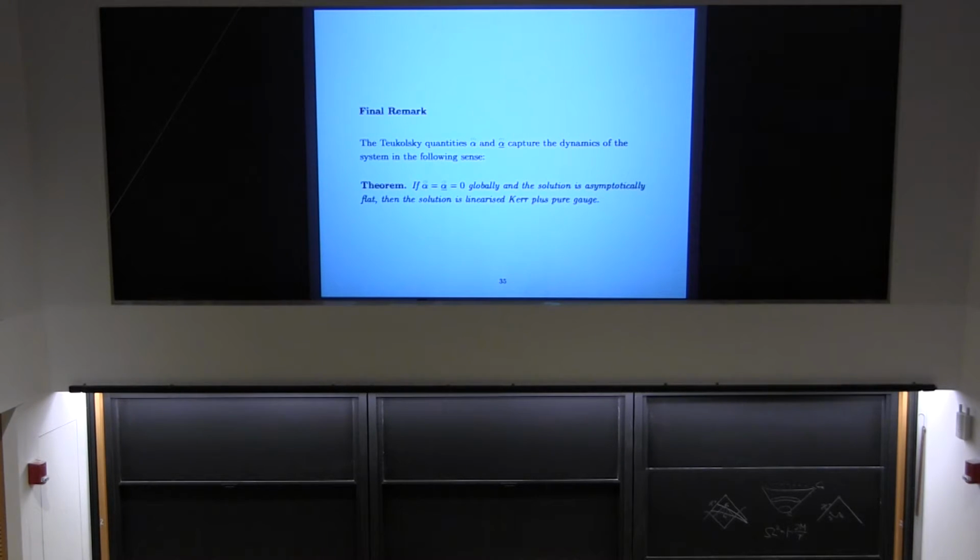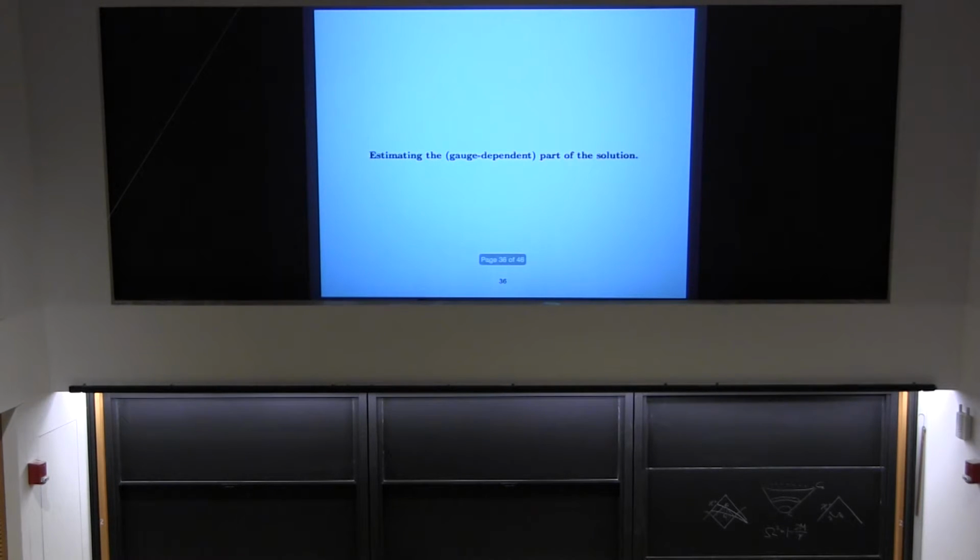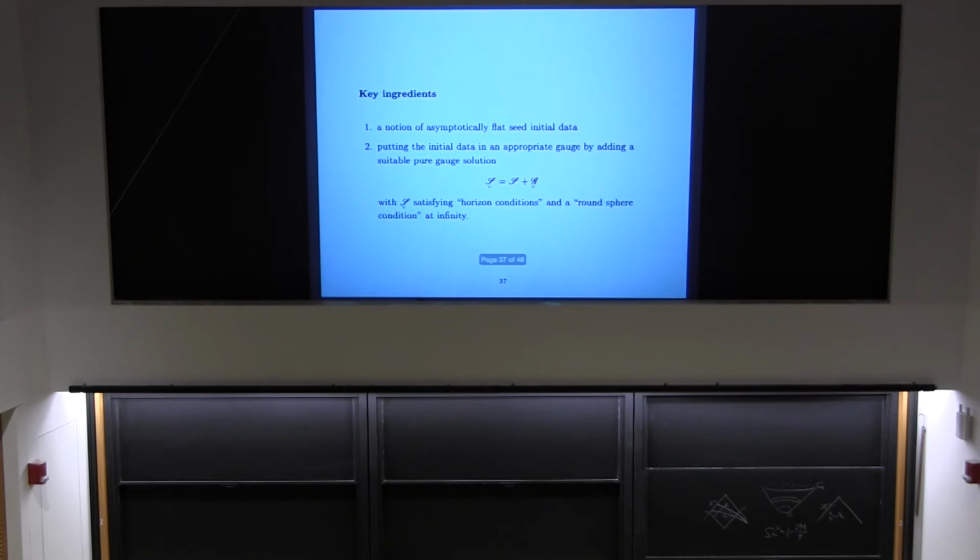Okay, so in this way, alpha and alpha bar really capture the dynamics of the system. Okay, so how do you estimate the rest? So we made progress. We've estimated gauge invariant quantities of this big system of gravitational perturbations. So how do we estimate the gauge dependent part of the solution?